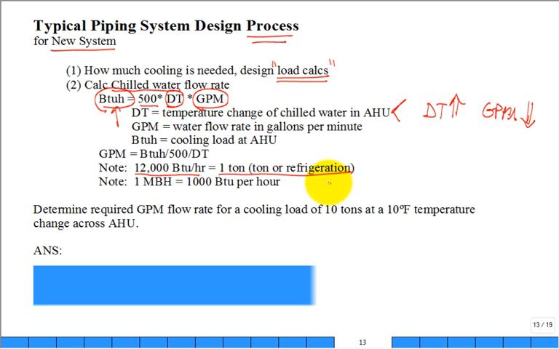1 ton. A lot of times they'll use this, MBH. Okay, the BH is BTUs per hour.